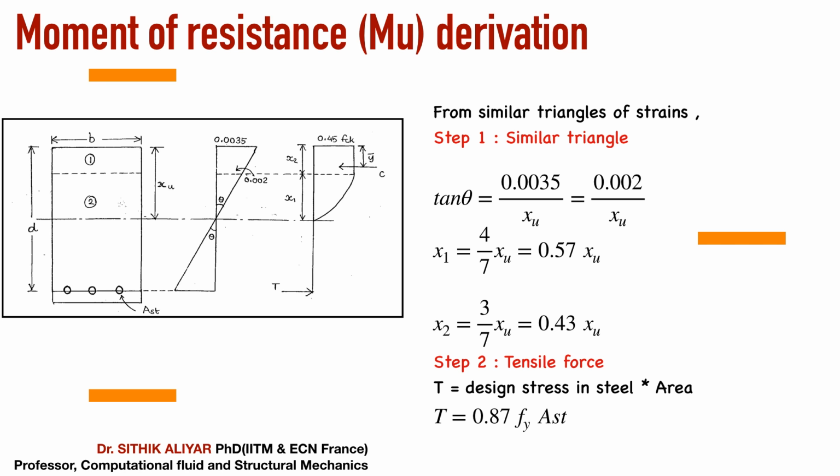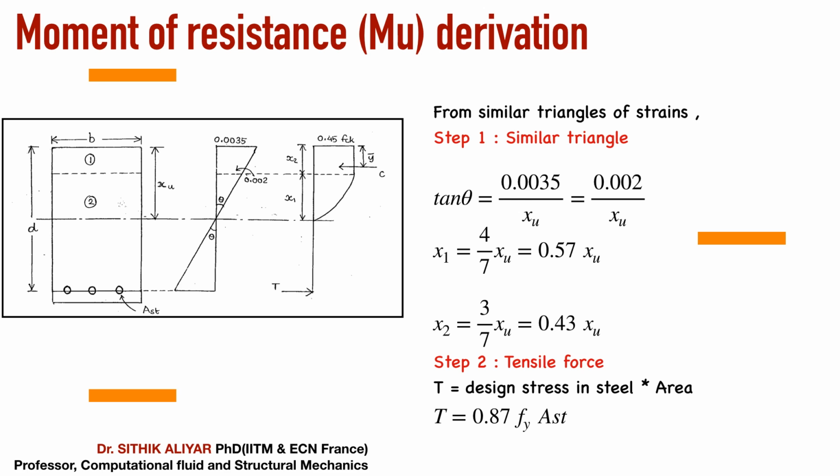Okay, so step 1, I am taking the strain diagram and doing a similar triangle. Everything is self-explanatory. You can see here tan theta is equal to opposite by adjacent, I have taken 0.0035 by xu. Similarly, I have taken a similar triangle for the bottom triangle from the neutral axis. So there are two triangles, one up to 0.002, one up to 0.0035. From that I could find what x1 and x2 are in terms of xu.